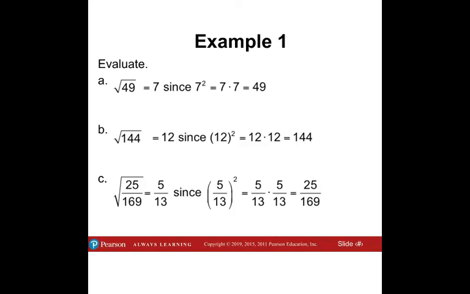See, that's what I didn't want to happen. Okay, so we have some examples here. We're asked to evaluate. The square root of 49 is 7 because 7 times 7 is 49. And you can see all the rest of them. Let's see if we can get one where the answers are not showing.